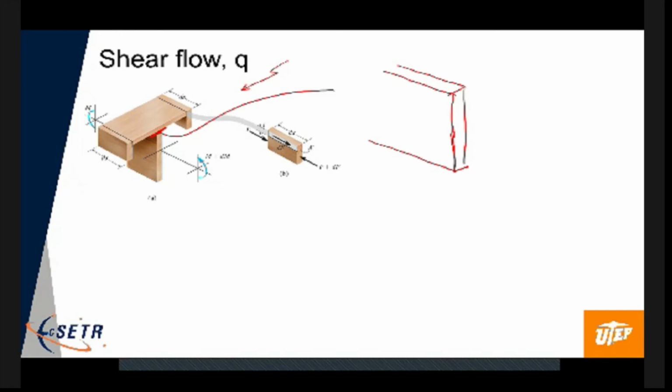And there's a neutral axis going through here, right? So we've removed the top board. Let's say this is the glue joint, right? Okay, that's the glue joint. So we can figure out the shear force acting on this glue joint, right?